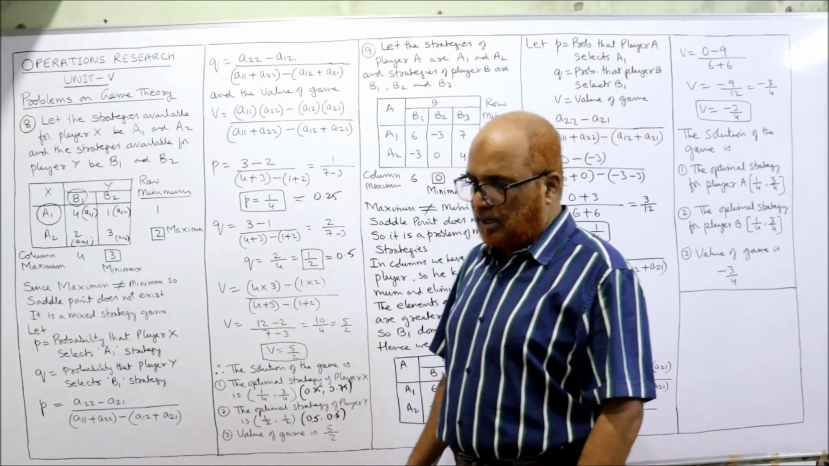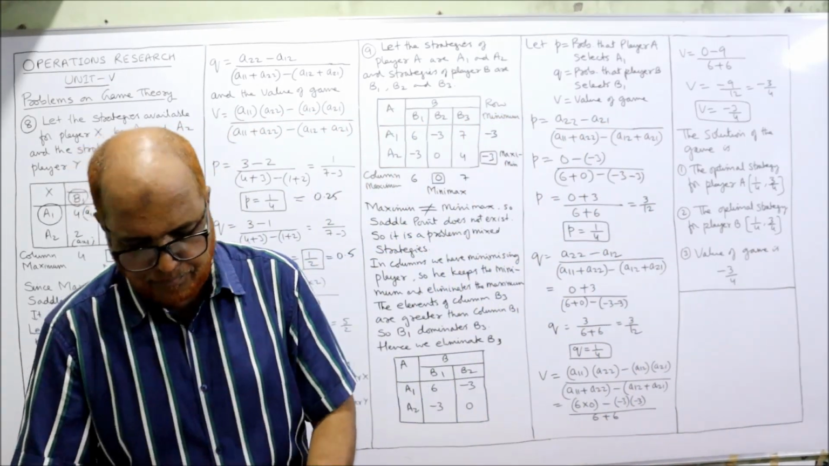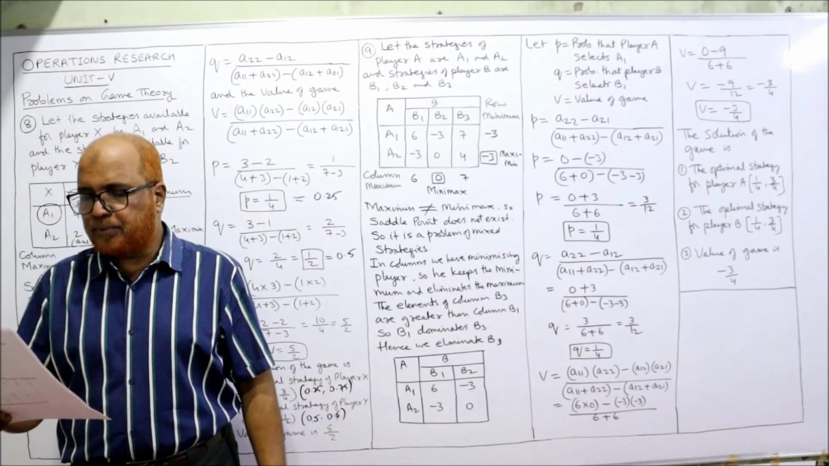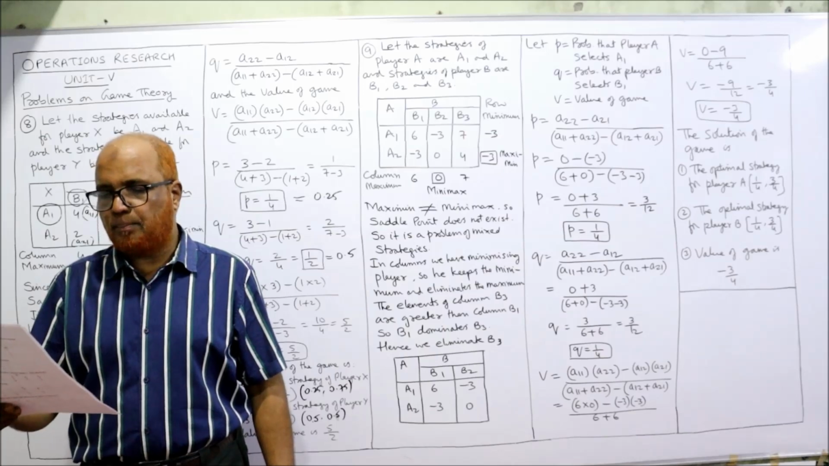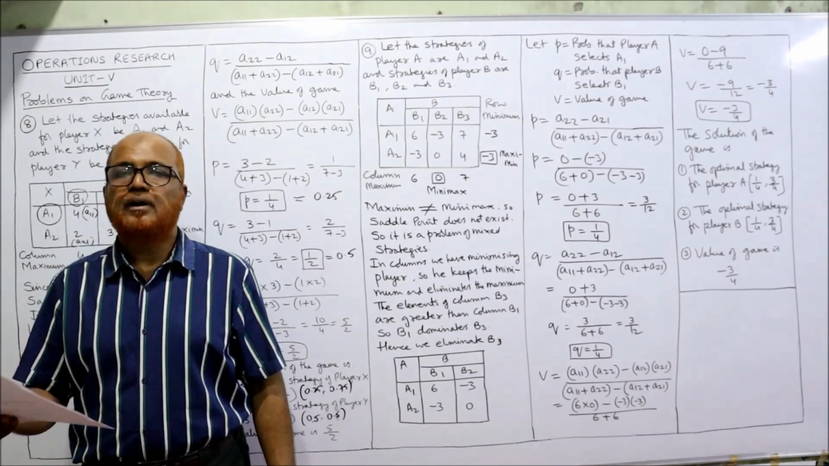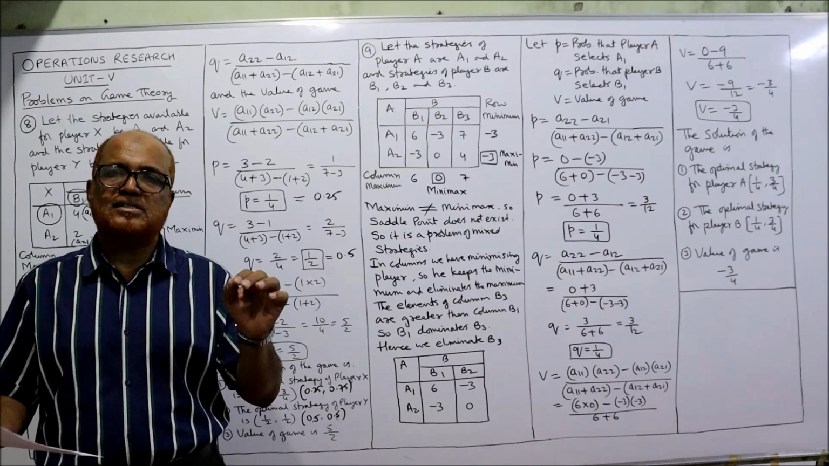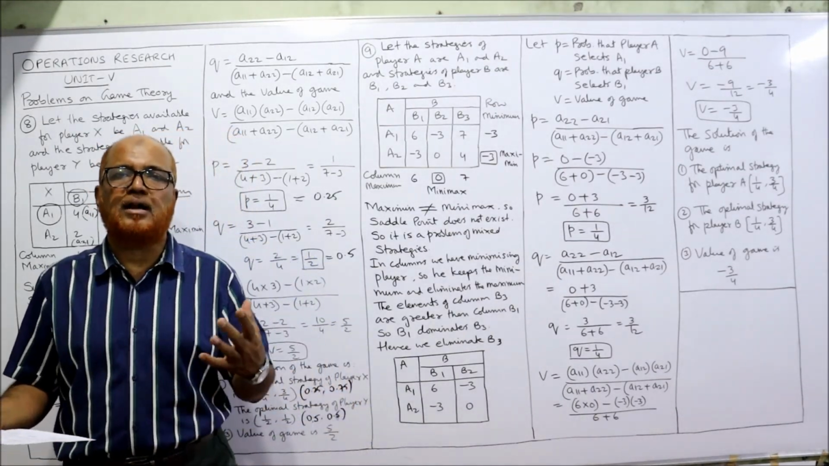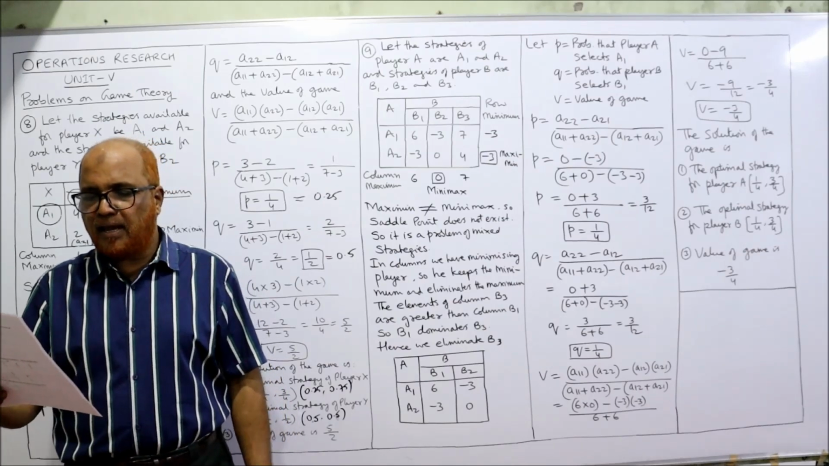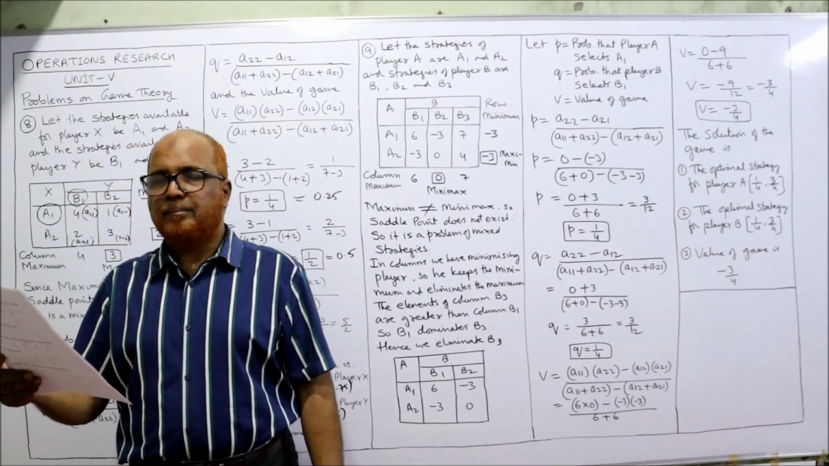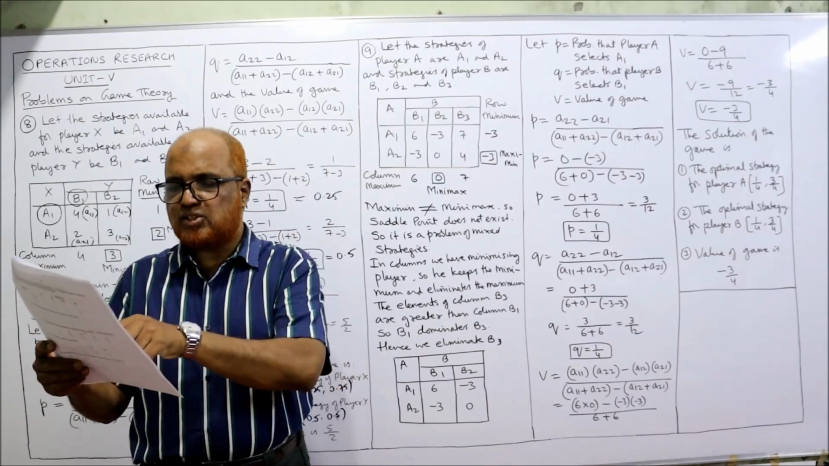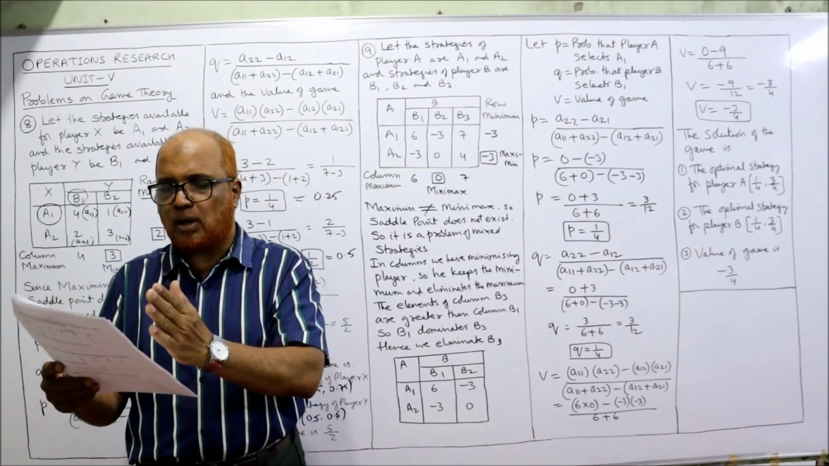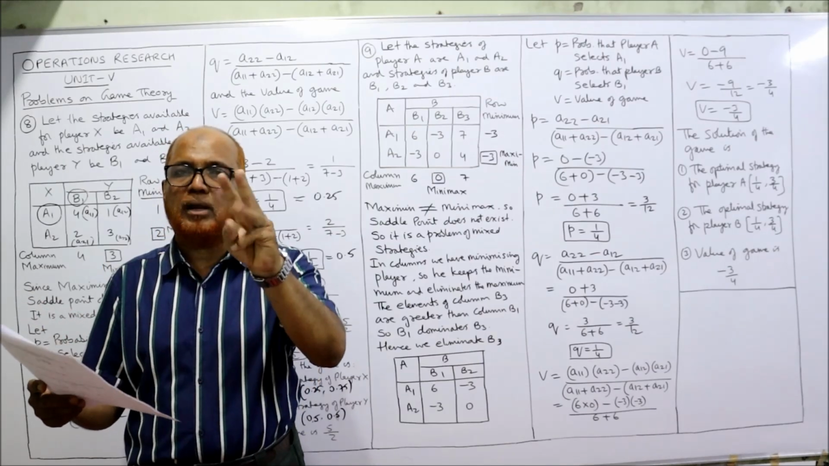Now, problem number 9. Given the payoff matrix for player A, obtain the optimum strategies for both the players and determine the value of the game. Again, it will not be specified whether it is a pure strategy game or a mixed strategy game. We have to read the problem and identify. Player A and player B. Player A has two strategies, first row and second row. Player B has three strategies, column 1, column 2, column 3. So three columns and two rows.